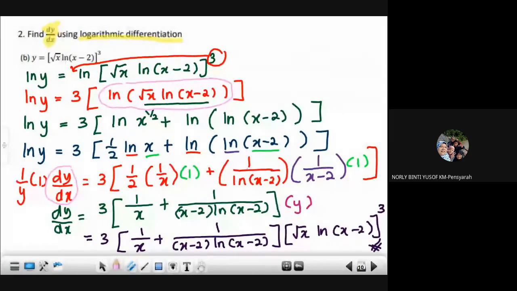So y pun samalah, masuk balik sebab darab dengan 1 over y ni atas. So put back the original equation for y. 3 ni tak payah kembang, biar je kat luar. In bracket for the whole function partial ni lah. So that's the answer. Okay, so that is revised back on 1.3.